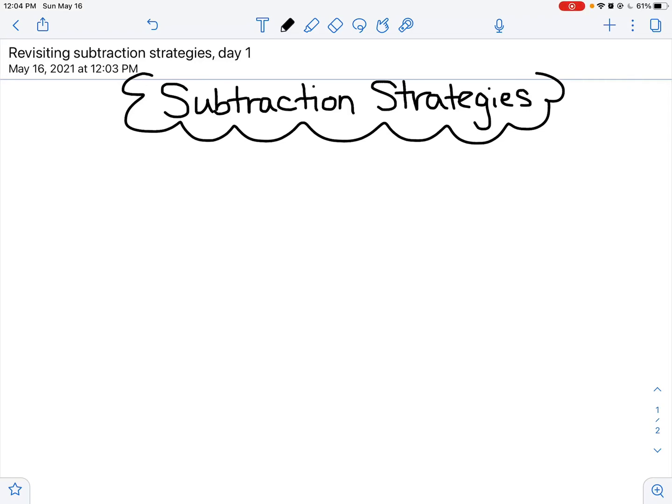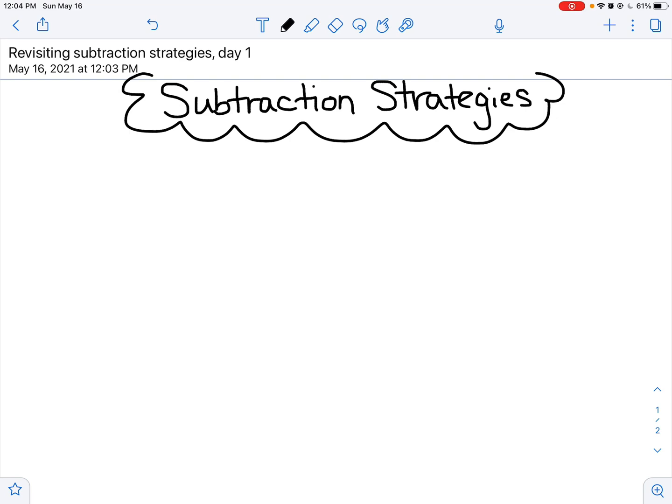Hello everybody! Today we are going to shift to revisiting our subtraction strategies. So we spent a couple of days reviewing our strategies for solving complicated and complex addition problems, and you've created your own or used a template, and you've posted your best work on your web page for addition, and now we're going to shift to subtraction.